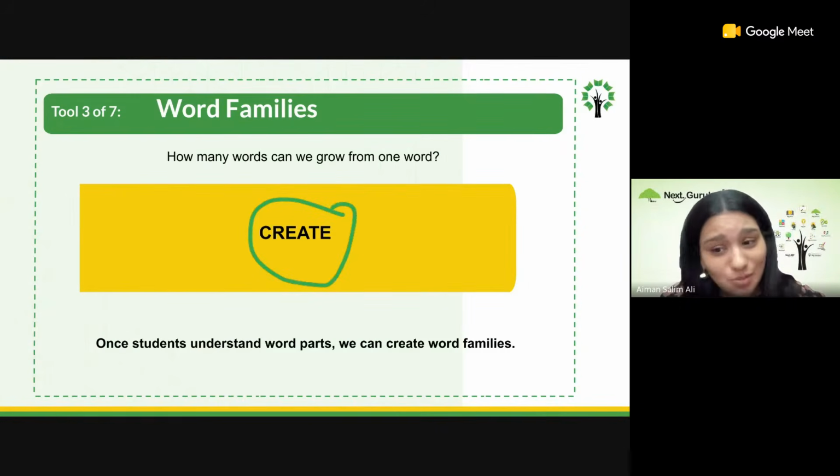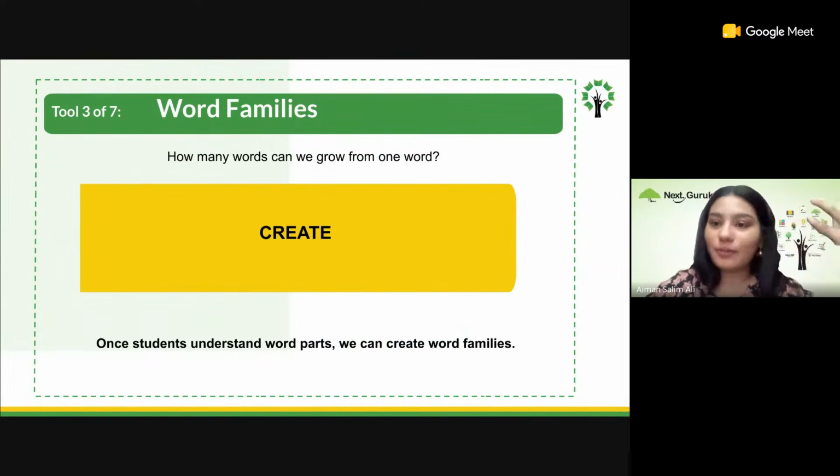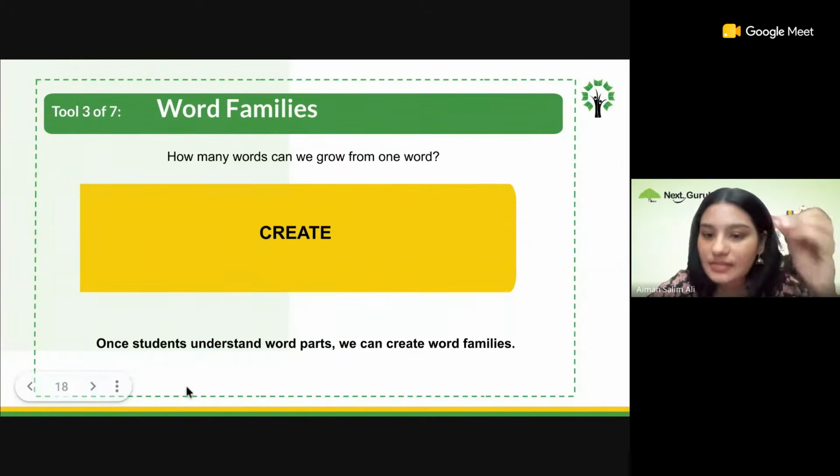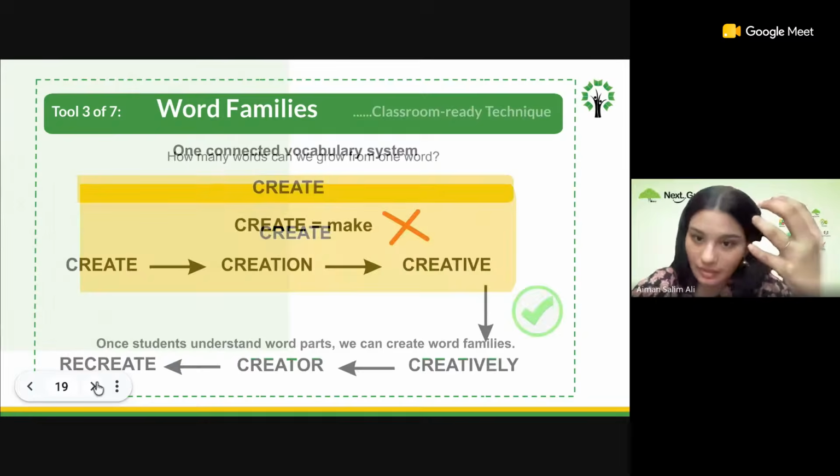Creative. Okay, that's one word. Creative. How many more words? Creator. Very good. Creation, creativity, reactive. Wow, amazing. Great. So we are creating a lot of words from different words, right? So once students understand word parts, we can create word families, right?